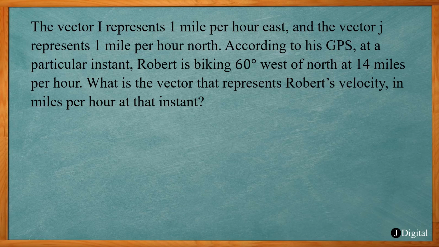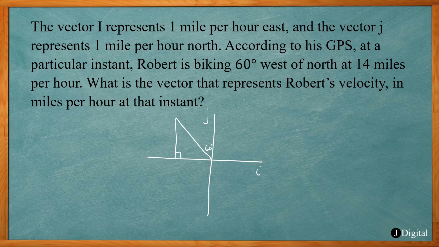So this vector problem says the vector i represents 1 mile per hour east and the vector j represents 1 mile per hour north. According to his GPS, at a particular instant, Robert is biking 60 degrees west of north at 14 miles per hour. What is the vector that represents Robert's velocity in miles per hour at that instant? So if we were to draw our graph here, with i and j, 60 degrees west of north, like this, where this is 60 degrees. Now we can draw a triangle here.